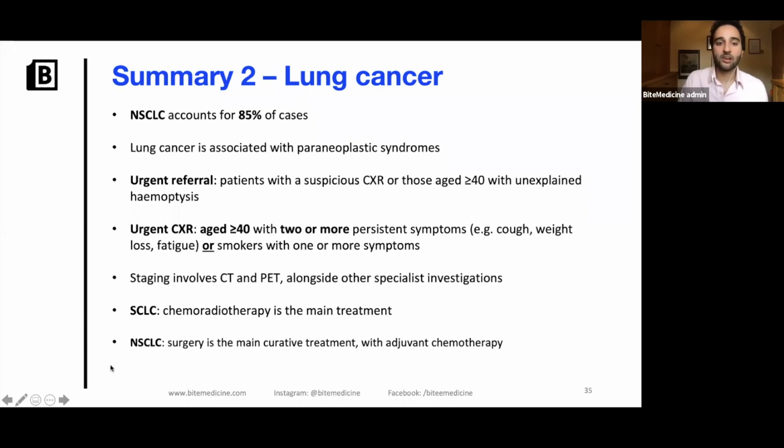And then we know the management now. Small cell, vast majority just have chemo, radiotherapy. Then non-small cell, surgery is the main curative treatment, often with adjuvant chemotherapy as well. That is your whistle-stop tour, really, of asthma and lung cancer.